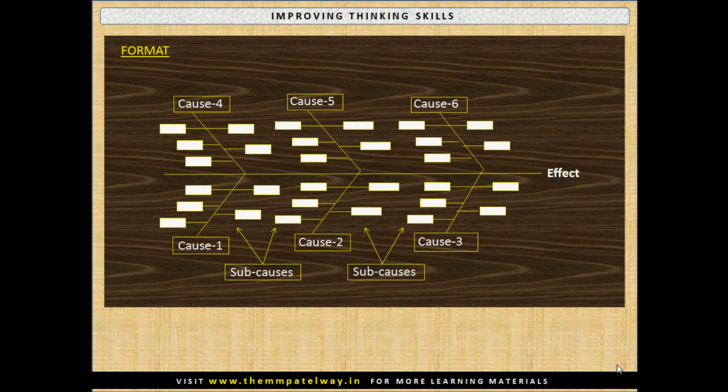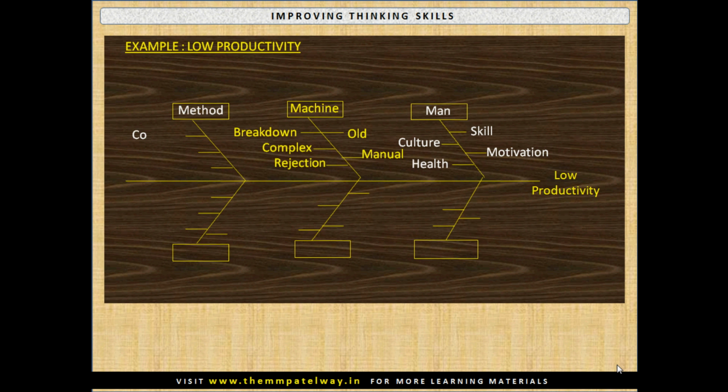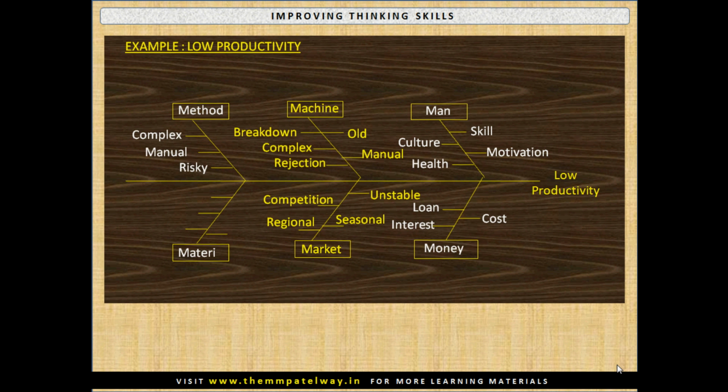Here we see the format of a fishbone diagram. Now let us see an example. In this example, the effect is low productivity. The major causes are man, machine, method, material, market, and money. For each of the causes, the sub-causes are shown over here. Now let us go to the exercises.